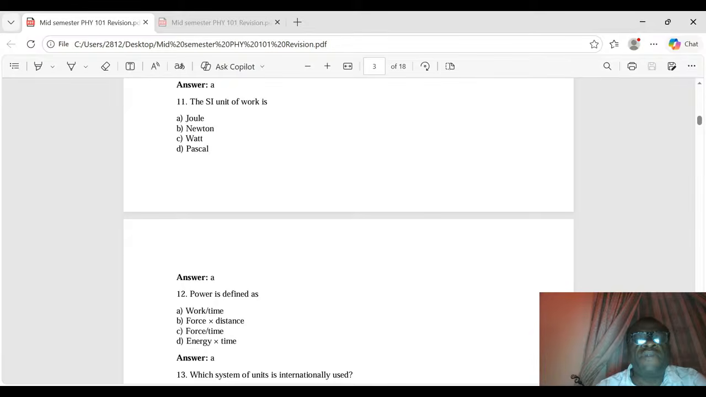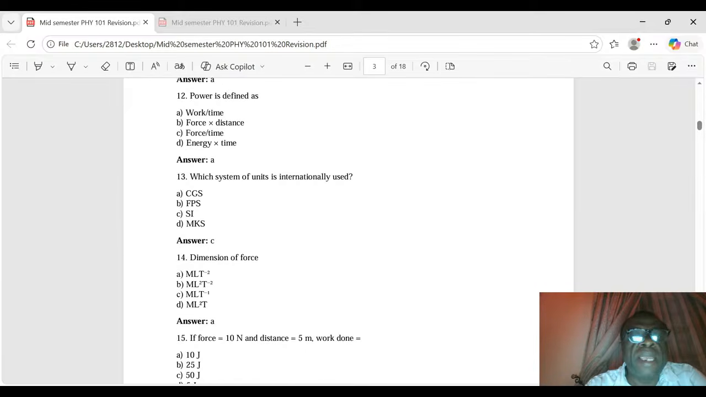Then power is defined as: A. Work divided by time. B. Force times distance. C. Force divided by time. And D. Energy times time. The rate of doing work is what we call power. So power is work done divided by time, and A is the correct answer.